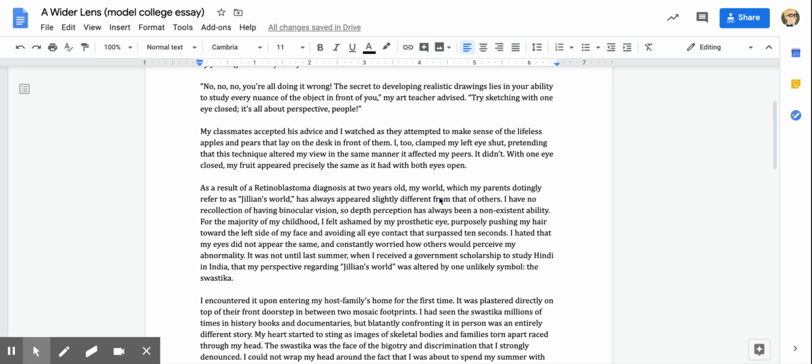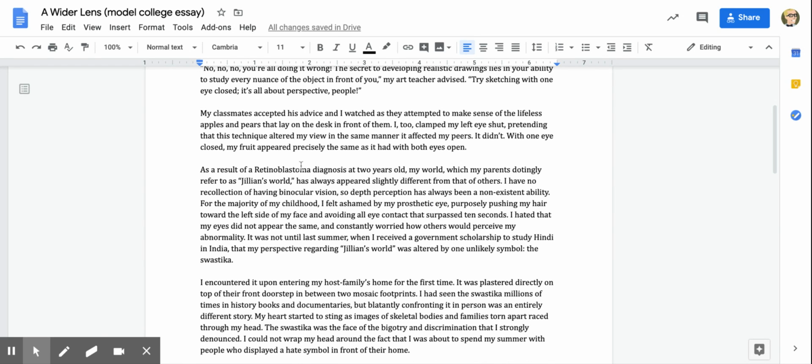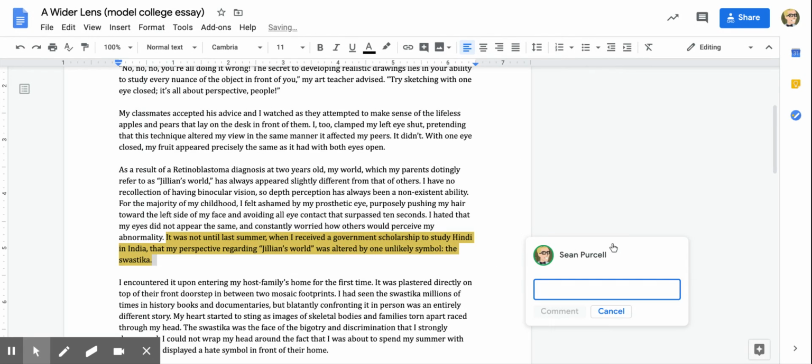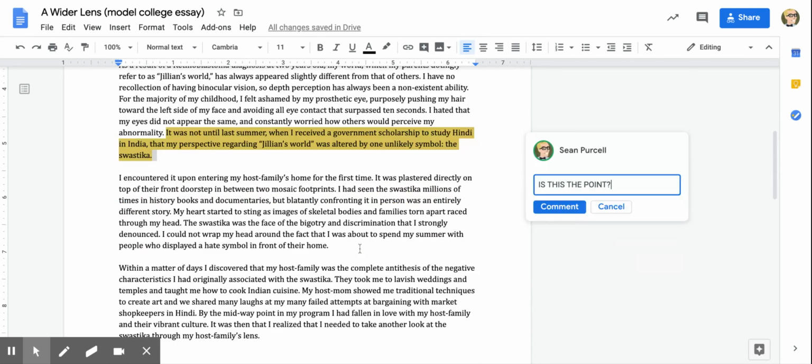Now, when I read Jillian's essay, I find a couple of points where she seems to mention a realization like this. And one is in paragraph 3, kind of at the end of paragraph 3. She says, "It was not until last summer when I received a government scholarship to study Hindi in India that my perspective regarding Jillian's world was altered by one unlikely symbol, the swastika." So, I'm wondering as I read, is this the point? We'll see in just a sec whether or not this is the case.